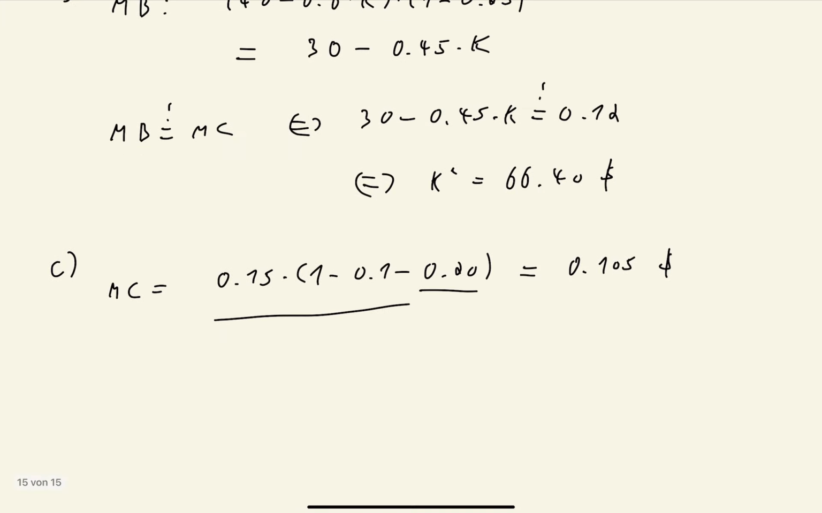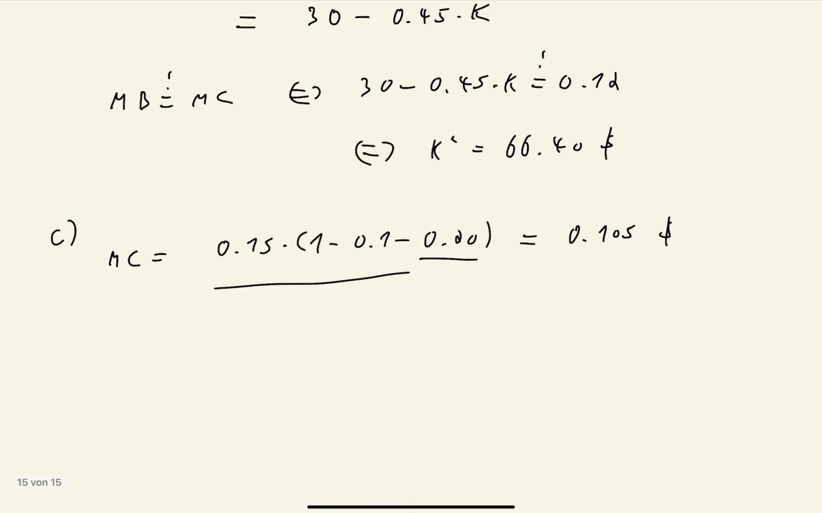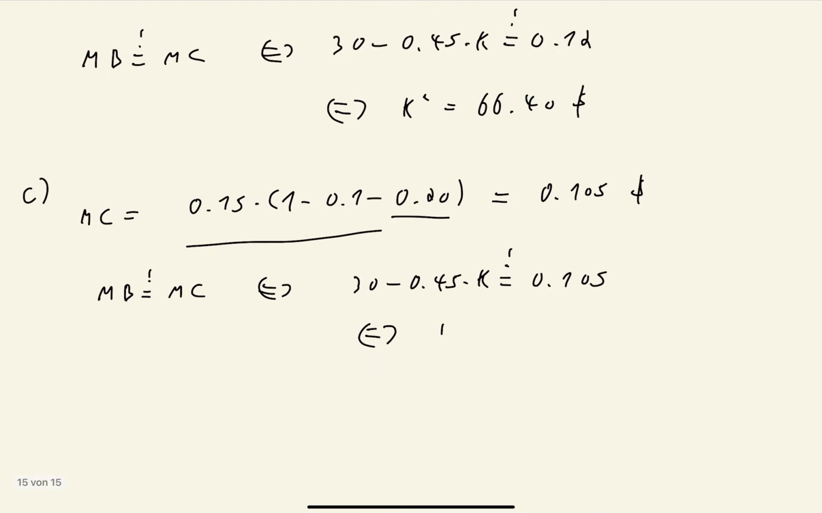And now we basically do the same calculation as before. So we again set the marginal benefit equal to the marginal costs. And we get 30 minus 0.45 times K should be equal to 0.105. And if we solve this, we get K star equal to $66.43.